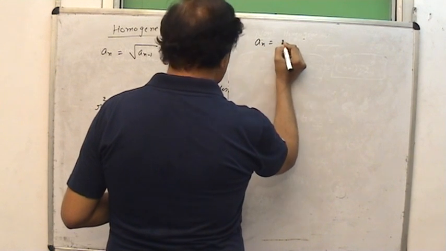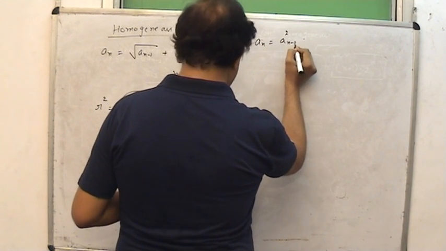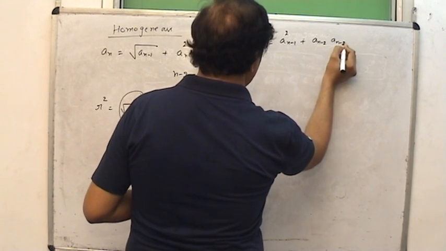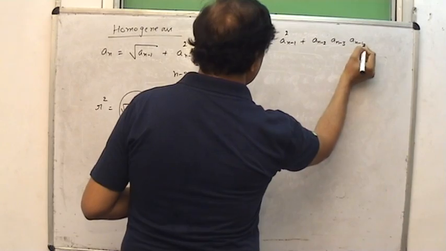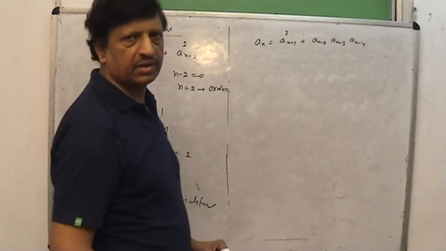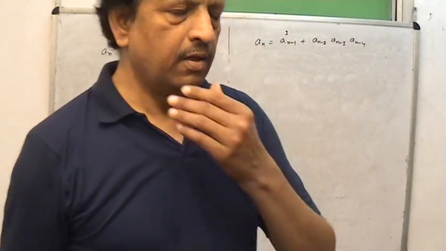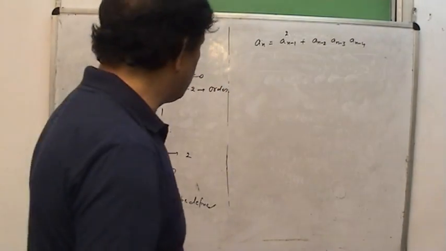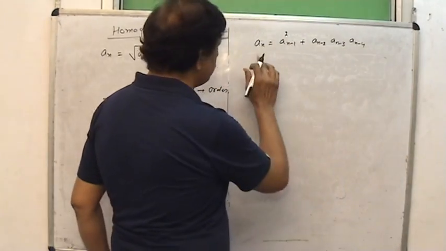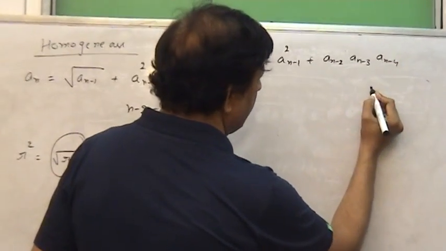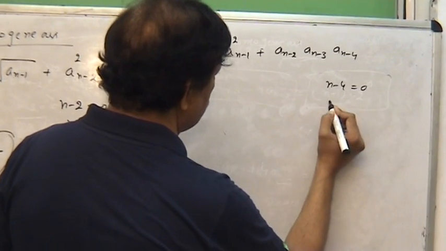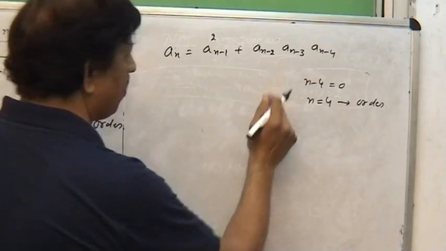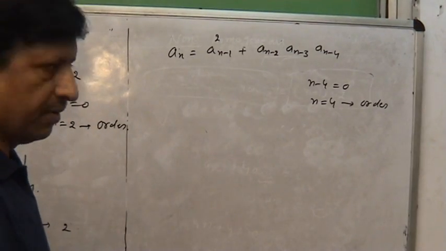a_n is equal to a^2_{n-1} plus a_{n-2}, a_{n-3}, a_{n-4}. Here is the given recurrence relation. We have to identify whether it is homogeneous or non-homogeneous. First of all, we see the smallest term here is n minus 4 equal to 0. It means n is equal to 4. It is the order of this recurrence relation.